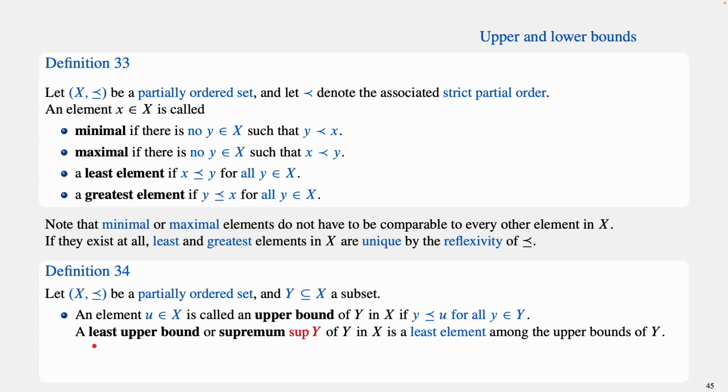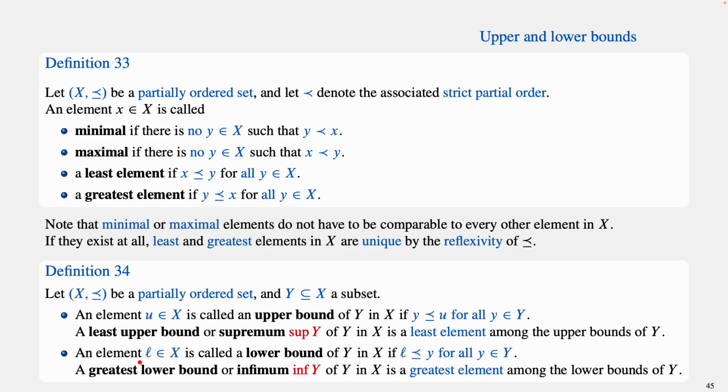And now among all the upper bounds, a least upper bound, or also called a supremum, written sup Y, of the subset Y in X is a least element among all the upper bounds of the subset Y. So among all the elements that satisfy this, if there's a least element in this sense here, then we call this the least upper bound or supremum of the set Y.